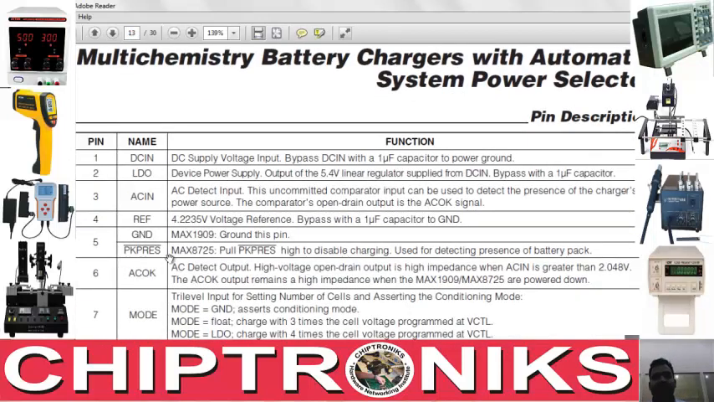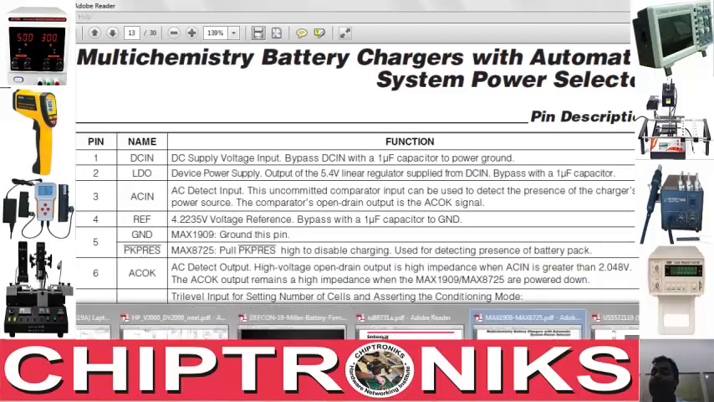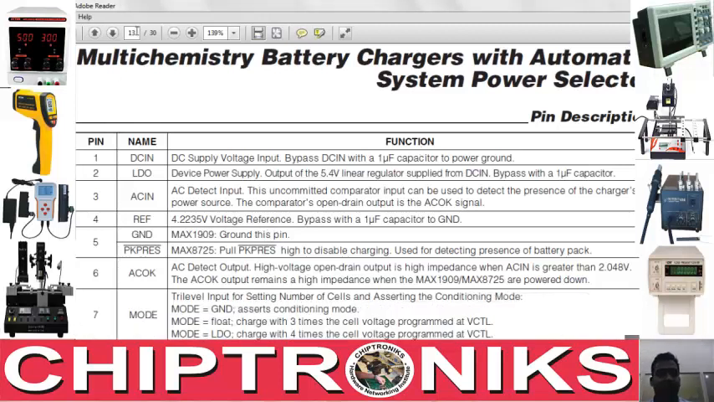And we'll go inside again to page number 13. Ground, this is ground. PKPRES. Where is PKPRES? What exactly does PKPRES mean? If you pull PKPRES high, it will disable charging. You see there is a bar over here. Any bar on any signal will indicate that this will become active when it has a low value, and it will not be active when a high value is there, right? So it's written pull PKPRES high to disable charging, and this PKPRES signal is coming from, of course, the battery.